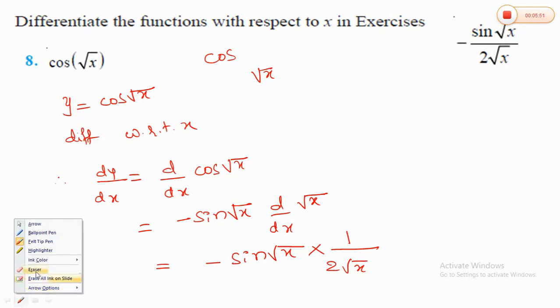So now consider the next problem, that is root of sine x cube. y equal to root of sine x cube. So observe here, differentiate with respect to x. First differentiate root, then differentiate sine, then differentiate x cube.